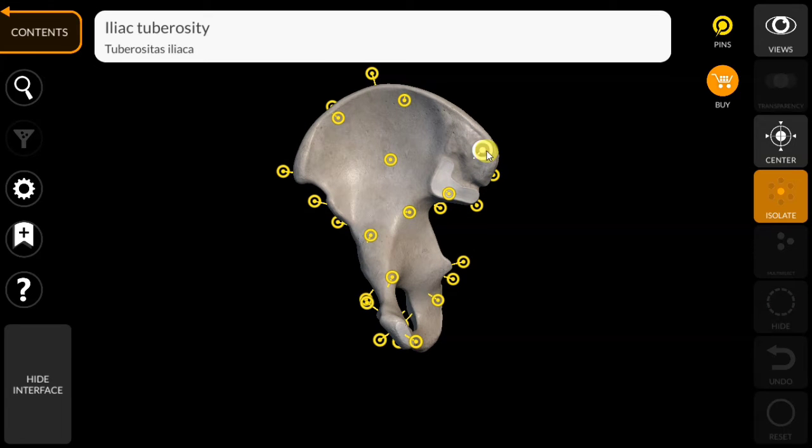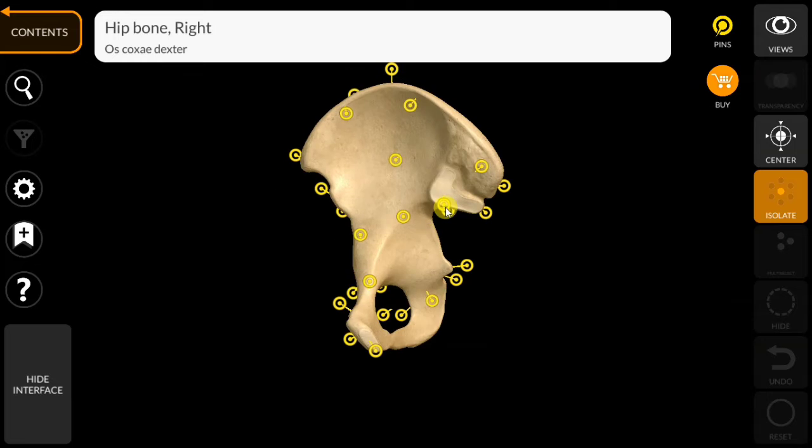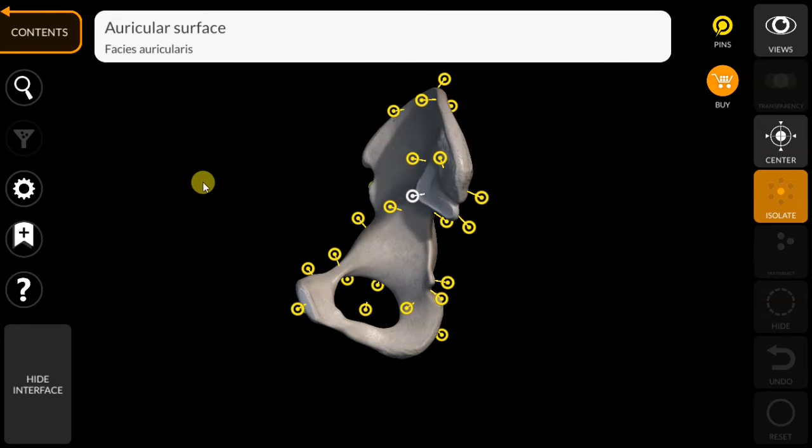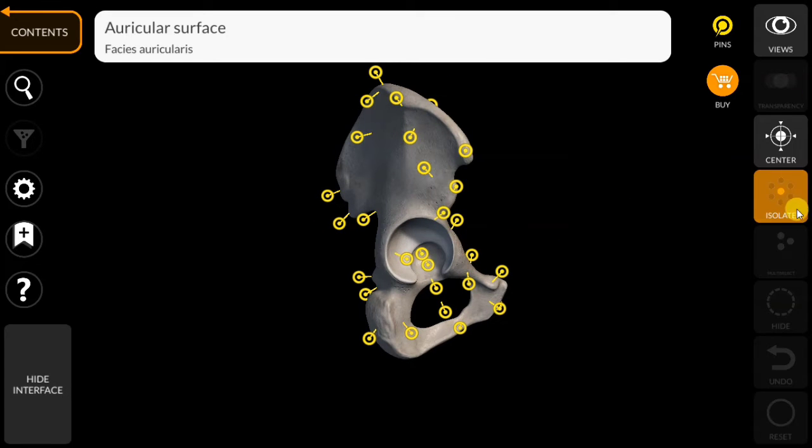This is also our iliac tuberosity and auricular surface. The auricular surface is the surface from where the iliac bone articulates with the spine, or we say the vertebral column. So this was the iliac bone.